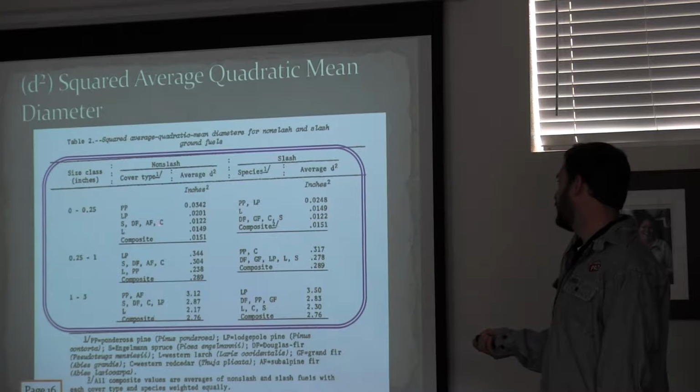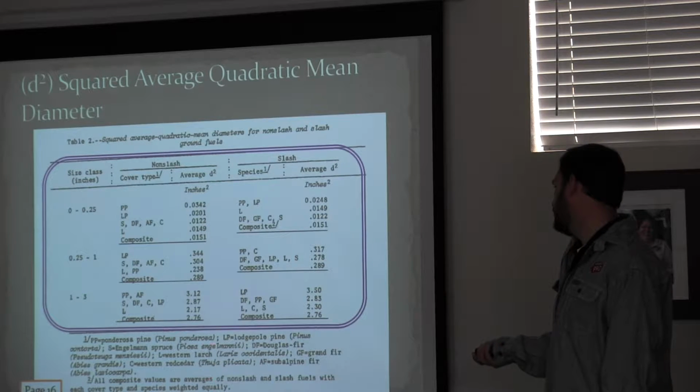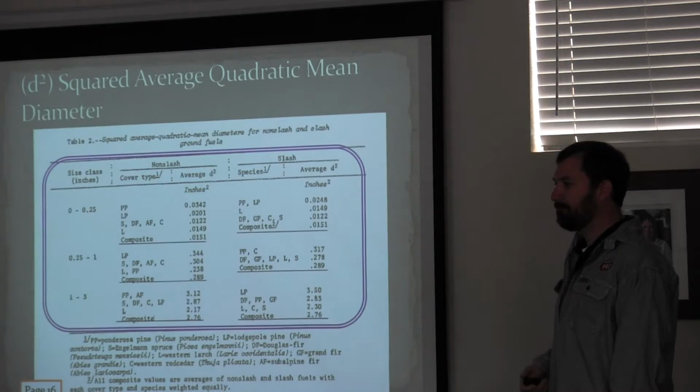Alpine, yeah, subalpine fir, so high elevation stuff. Or C, which is western red cedar, you would use 0.0122. L is, what's L? Larch, western larch. If you were in something that looked like western larch, you would use that. Or if you were in none of these, you would just use this composite, which is more or less an average of all those.